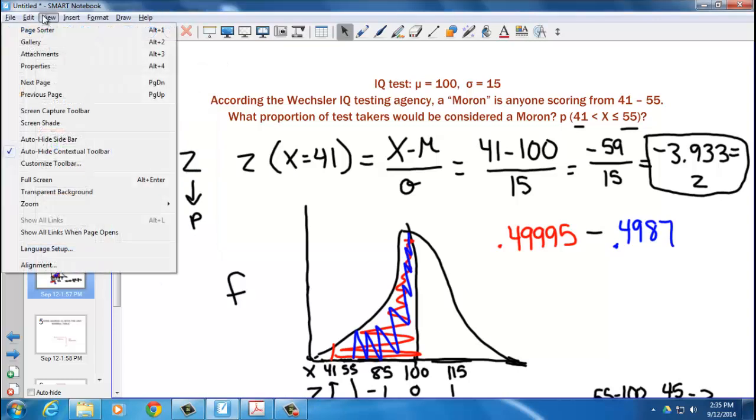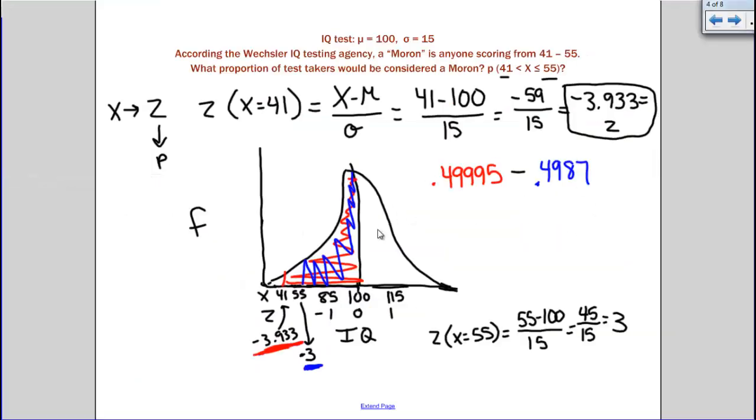So you don't have to do it every which way, but I just wanted to show you every single possibility. You get the same exact answer. It just depends on how you're comfortable shading in your graph and what makes sense to you.